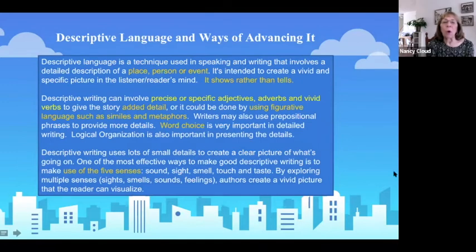And we all know what descriptive language is. It is a description of a person, place, or event. It shows rather than tells. It uses all this type of language, very descriptive language. It uses figurative language like similes and metaphors. Word choice is super important. We're tapping into the five senses.